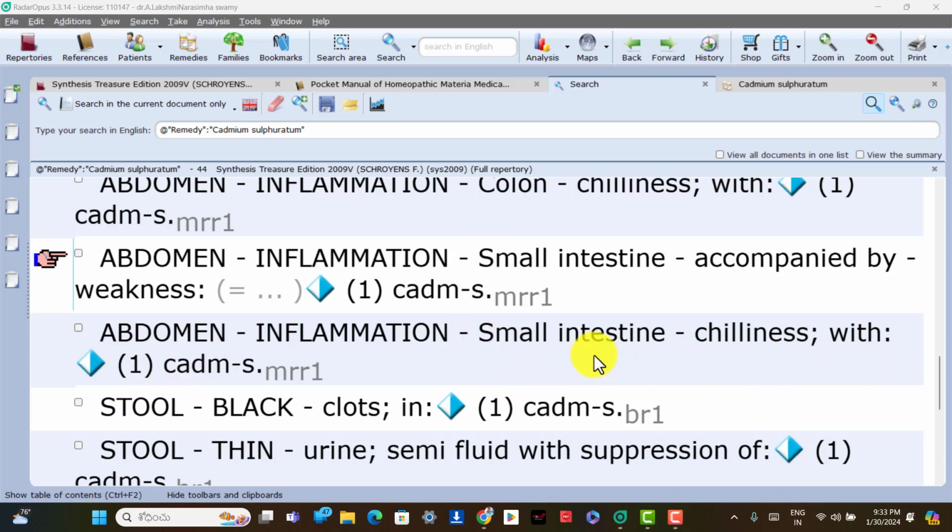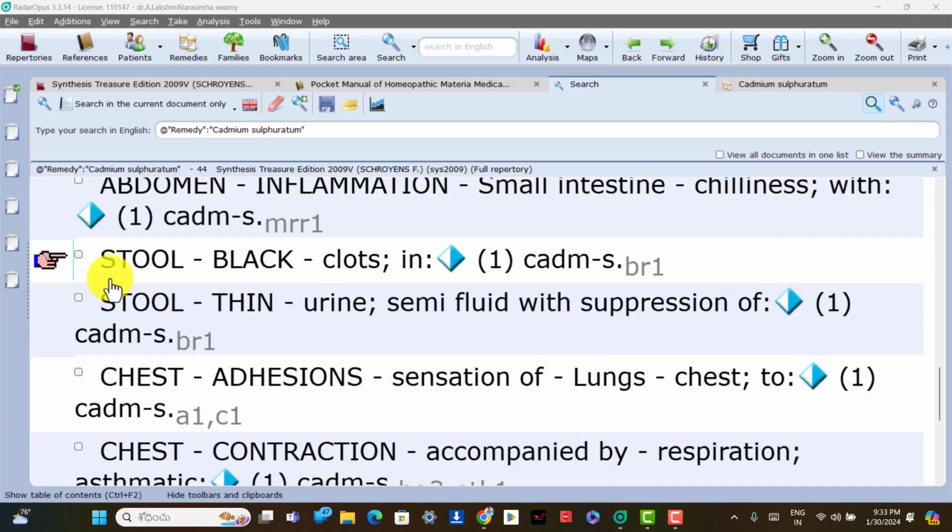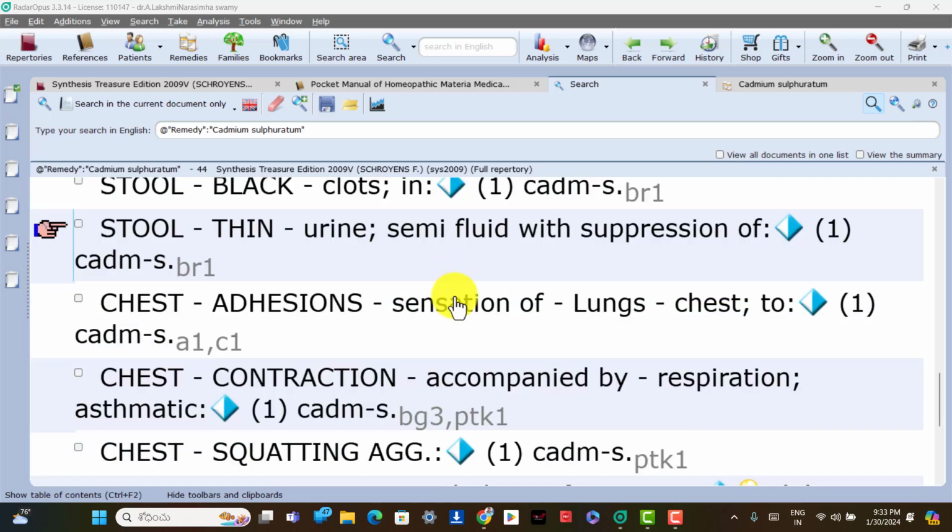Stool symptoms of Cadmium sulph. Stool black, clots is present, think Cadmium sulph. Stool thin, semi-fluid with suppression of urine is present, think Cadmium sulph. Chest adhesions, sensation of adhesions to chest, lungs is present, think Cadmium sulph.